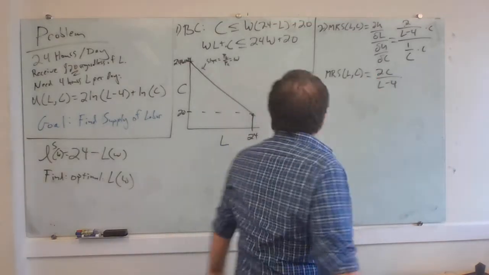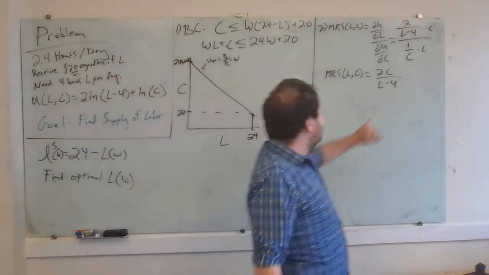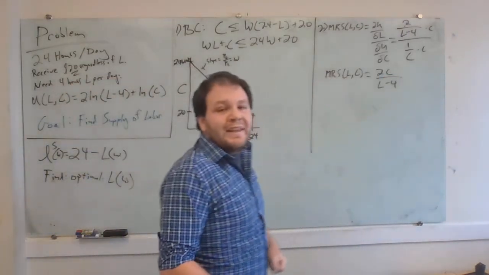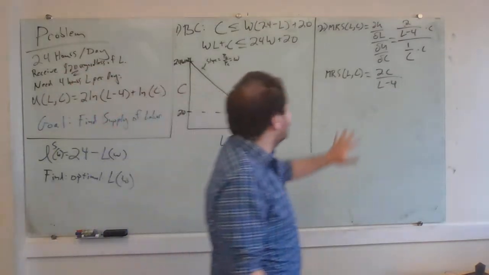We've got a 2 here. This makes sense because I place more value in leisure than consumption. So if I had the same amount of leisure and consumption, I'd be willing to give up more than a unit of consumption for leisure. Okay, great. So here's our MRS.